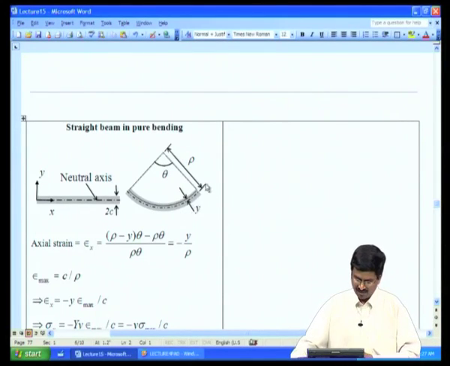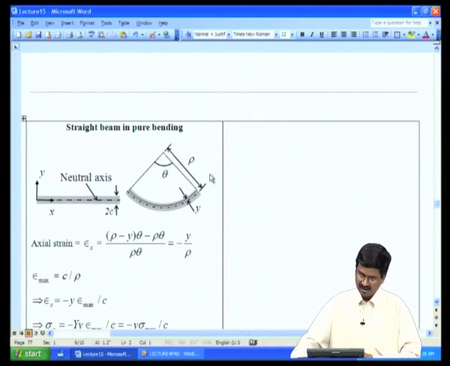If that bent bar has a radius of curvature rho, because it will bend into a circular arc shape, the straight one has become a circular arc shape that has a radius of curvature rho and an angle theta at the sector that is shown here. If I take the radius of curvature from here to here and here to here, this is the center of curvature, the angle subtended by this bent bar is theta.